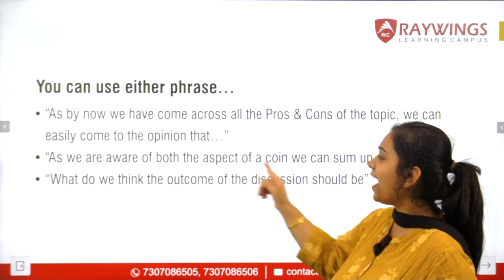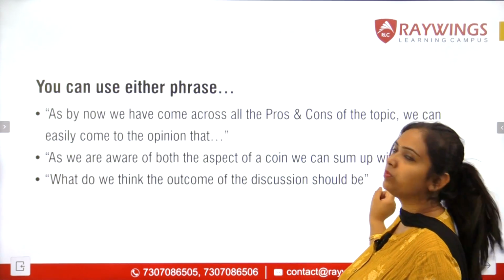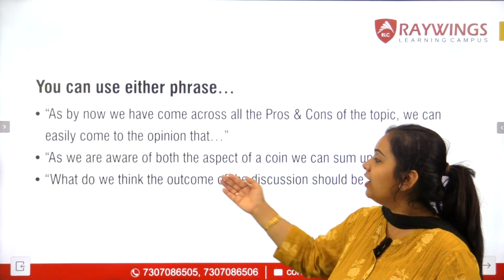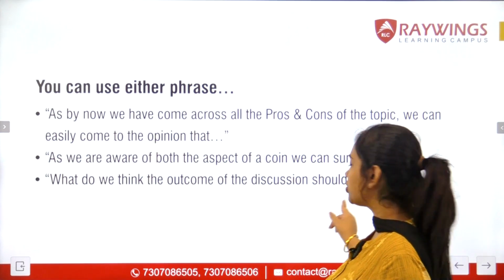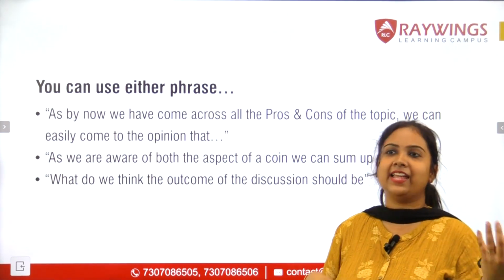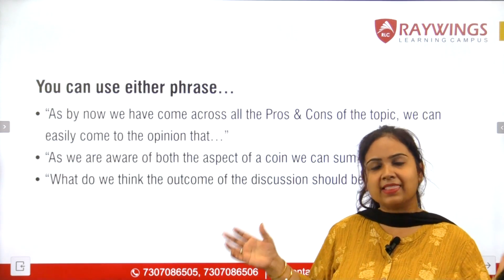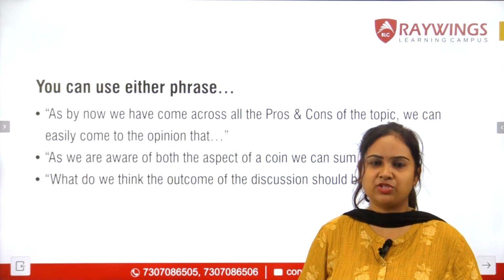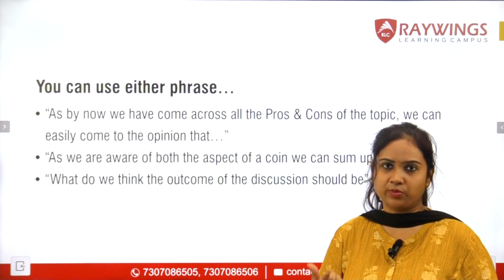Or we can say, as we are aware of both aspects of a coin, we can sum up with this conclusion. Thirdly, you can use: what do we think the outcome of the discussion should be? Now, this is a little bit casual, but you start with this, then you summarize the points, say that we come to this solution, and give some future recommendation or suggestion from your own part.